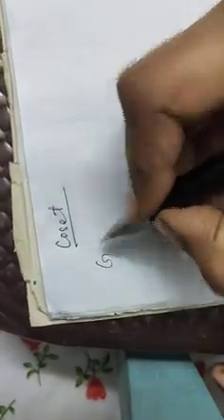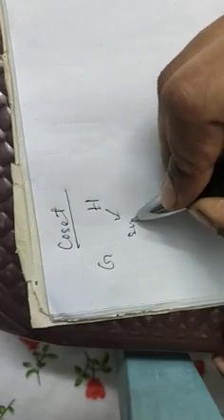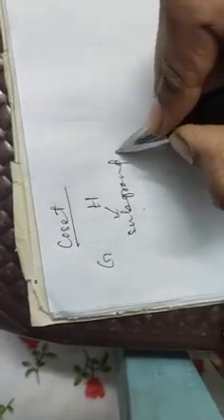The topic is coset. Suppose we have a group G and H is a subgroup of G. Then the subset a composition h, such that h belongs to capital H, is called a coset of H in G, where a belongs to G. That means you take one fixed element a belonging to the group G, then find a composition h for all h belonging to capital H.